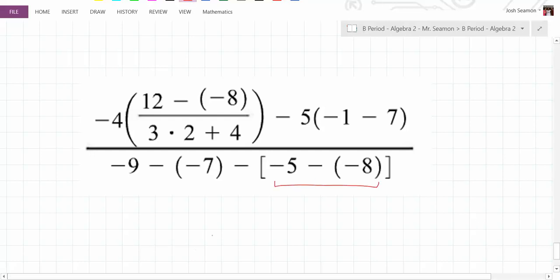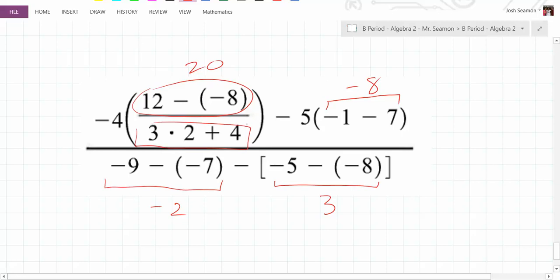What's negative 5 minus negative 8? 3. What's negative 9 minus negative 7? Negative 2. Negative 2. What's negative 1 minus 7? Negative 8. What about this right here? What's 12 minus negative 8? 20. What's 3 times 2 plus 4? 10. So what do you end up with?